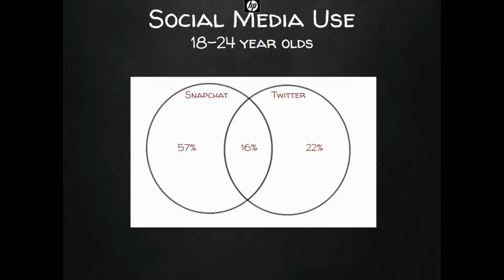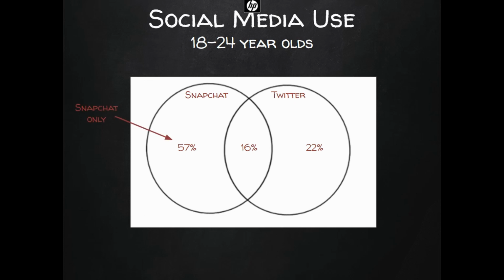Okay, so here is a Venn diagram. This is using data regarding social media use by 18 to 24-year-olds. You can see that we have Snapchat and Twitter here. Each circle represents the proportion or percentage of the population that uses Snapchat or uses Twitter. And we have it broken up into 4 separate regions.